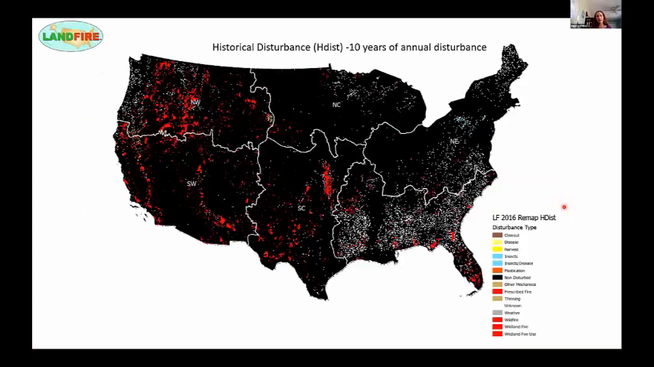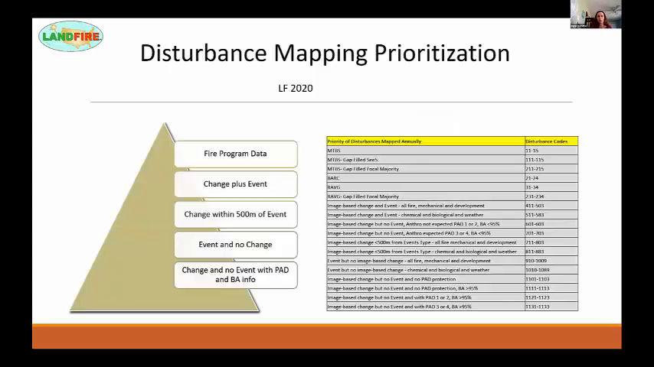We also provide a historical disturbance, which aggregates 10 years of that annual disturbance. That's an example of that, and we'll get a little more into that as well. So how do we do this?